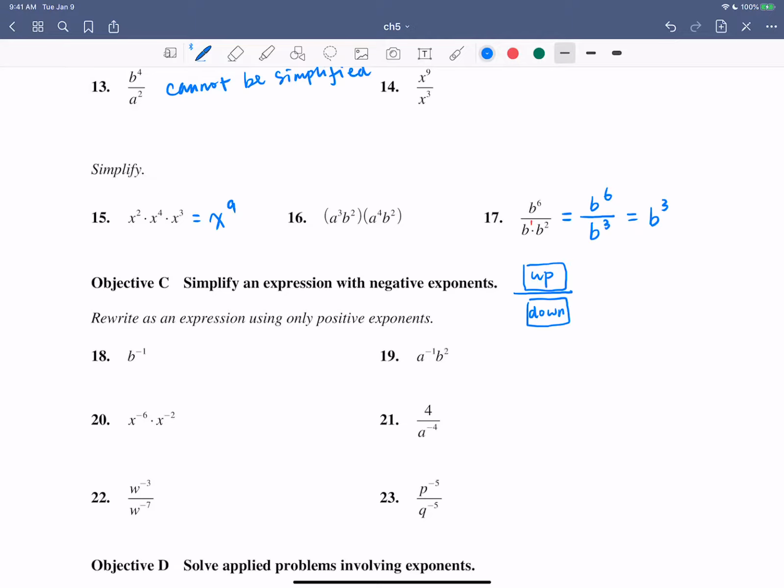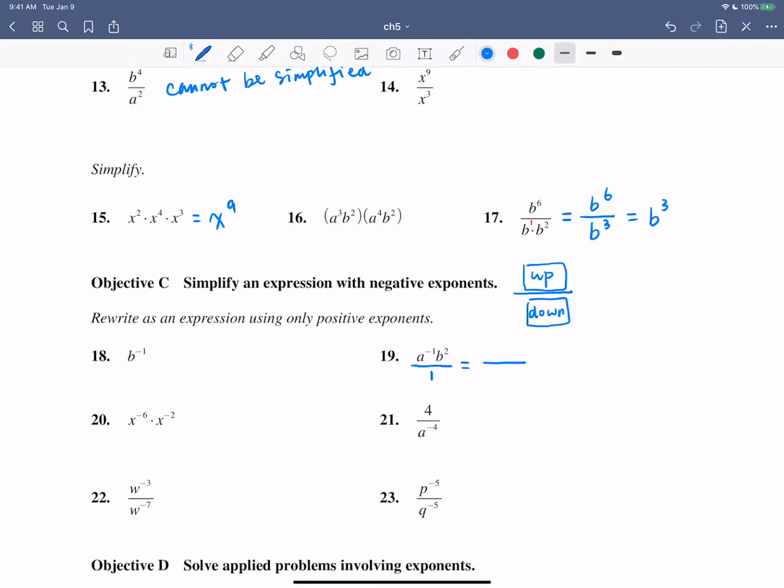Right now, this looks like a one-story apartment. Let's make it a two-story apartment by putting the entire expression over 1. Now we have a two-story apartment, up and down. For the up part, we have two factors, a to the negative 1 and b squared. One of them has a negative exponent attached, which is the first one. Therefore, we're going to move that tenant downstairs.